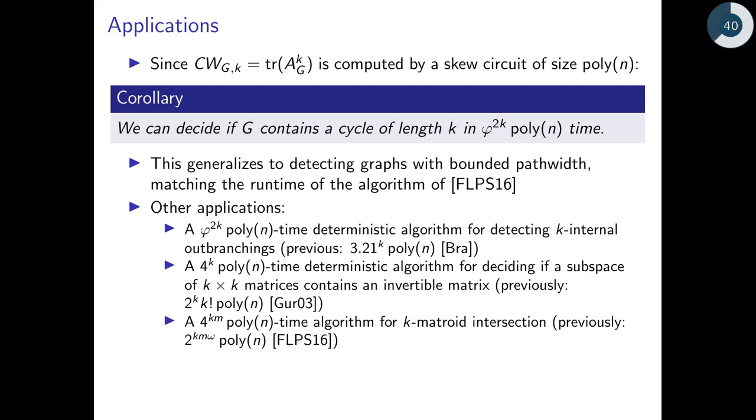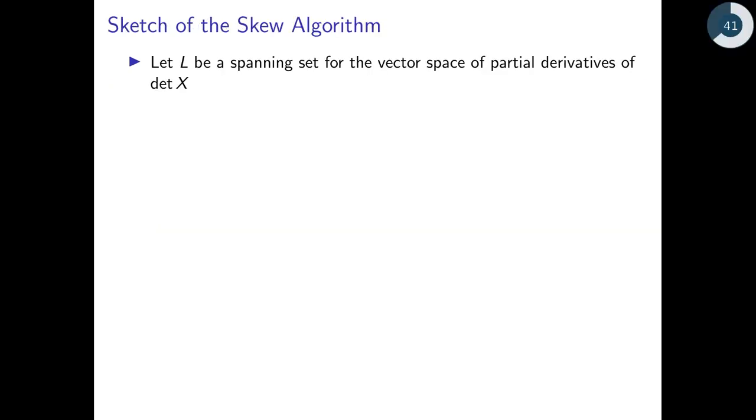A third application is a faster algorithm for the k-matroid intersection problem, and this improves on a result of Fomin et al. Now let me give a quick sketch of how our algorithms work. We'll start with some spanning set for the vector space that is spanned by all the partial derivatives of all orders of the polynomial determinant of X. So you take this polynomial, the determinant of X, you differentiate it in any way you can, and you look at the span of all the things you get by doing that.